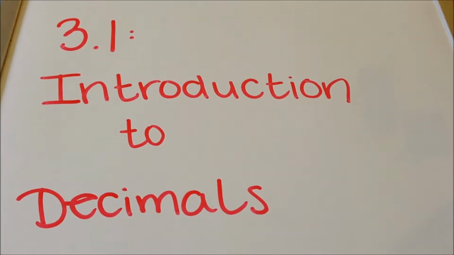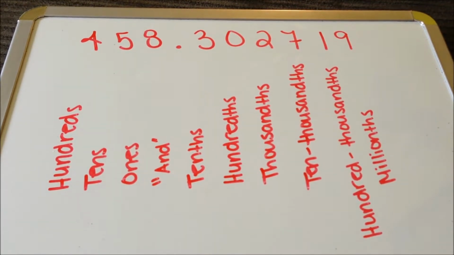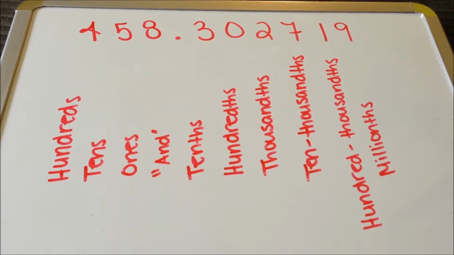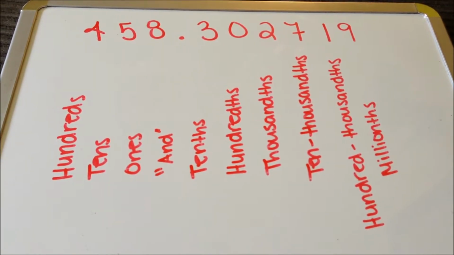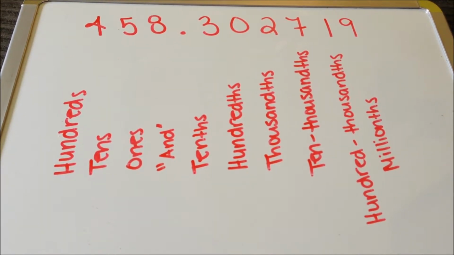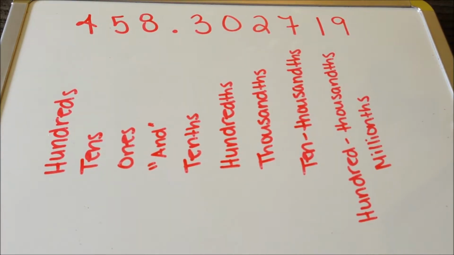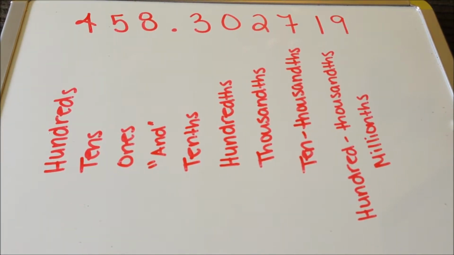Section 3.1, Introduction to Decimals. Here's an example of a number written in decimal notation. Notice that to the left of the decimal point we have the ones, tens, hundreds, thousands, 10,000s, 100,000s, and so on. And to the right of the decimal point we have tenths, hundredths, thousandths, 10,000ths, 100,000ths, millionths, and so on.